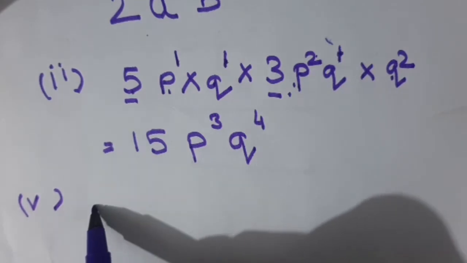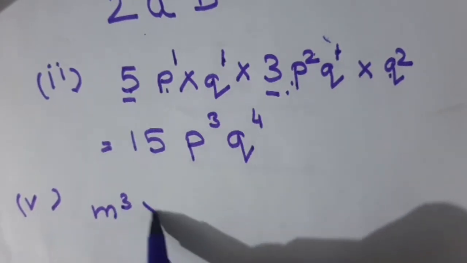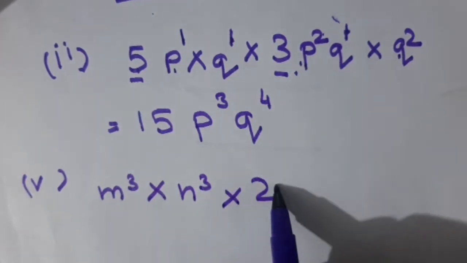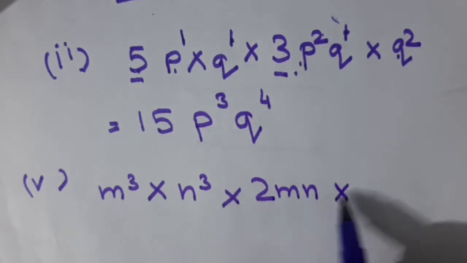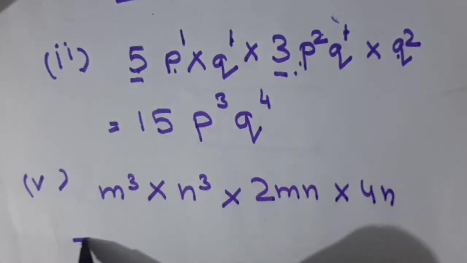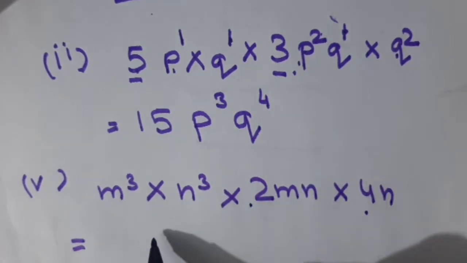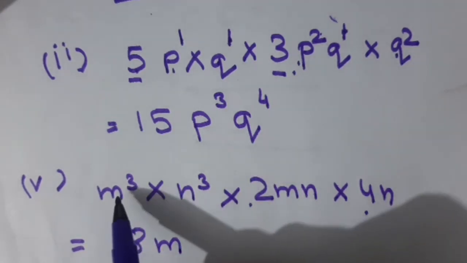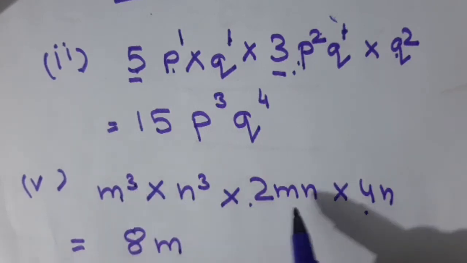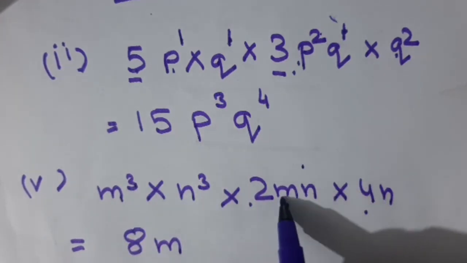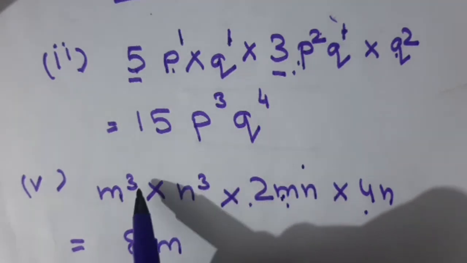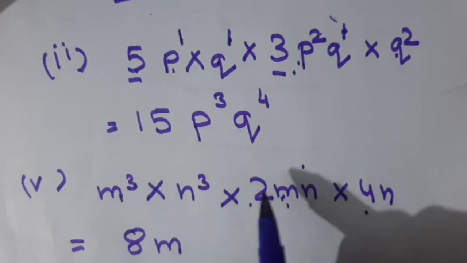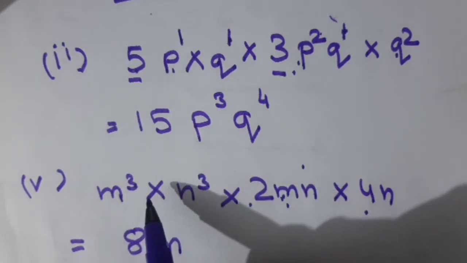Fifth part is m raised to power 3 into n raised to power 3 into 2mn into 4n. Here first of all I'll multiply 4 and 2, which is 8. Then I'll write m. Then I'll find out the power of m. Here it is 3 and here the power of m is 1. So where bases are same, you can add up the powers. But it is for the multiply sign only. Bases are same, but there should be multiply sign in between.